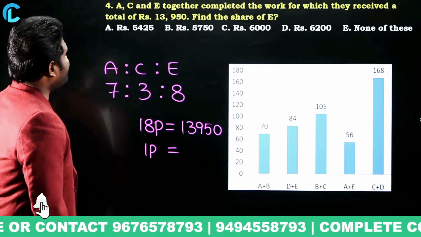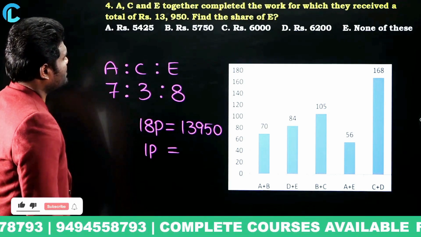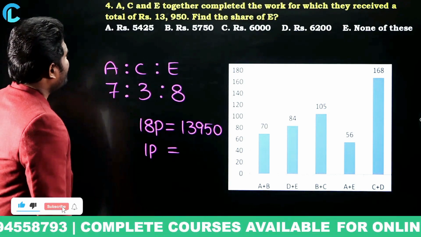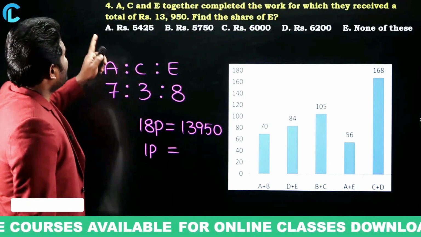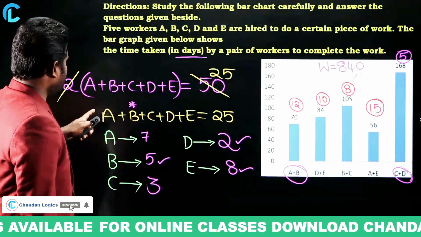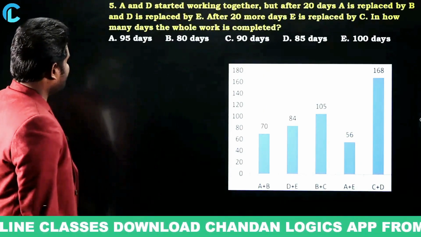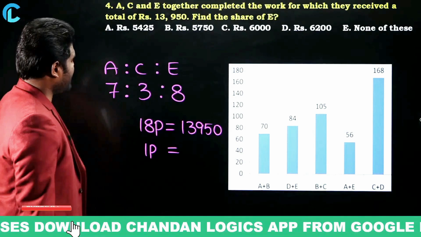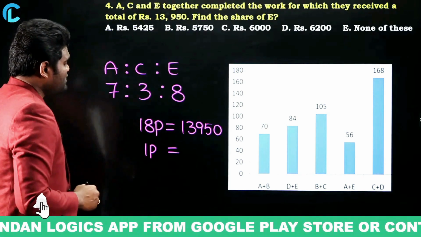So if you know one part value, we need to know who? E's share. Is that clear? We need to know E's share. Just a minute. The question is saying A, C, E: A 7, C 3, E 8. Yes or no? So 7 plus 3 plus 8, total is nothing but 18. So 18 parts equal 13950.